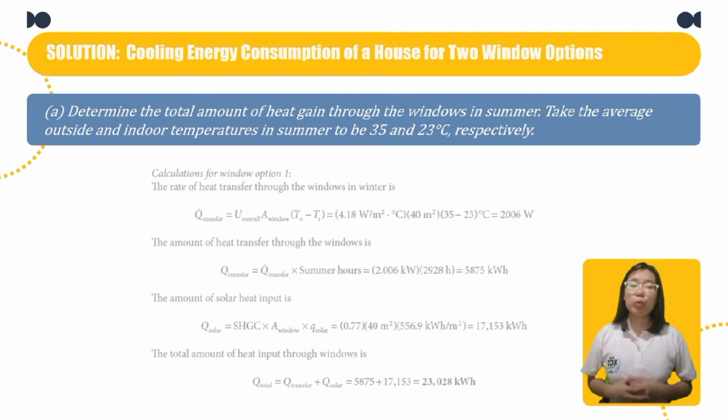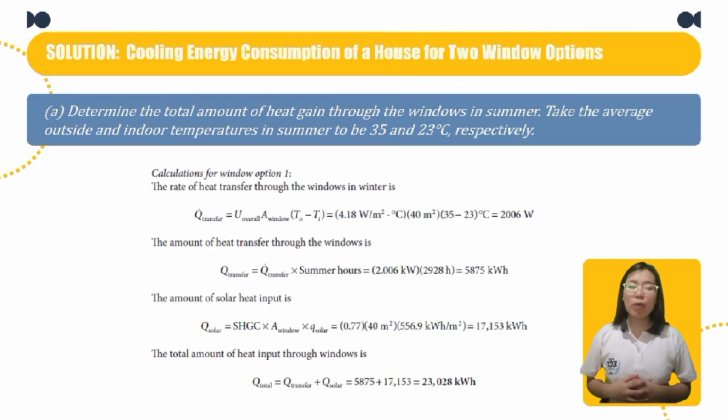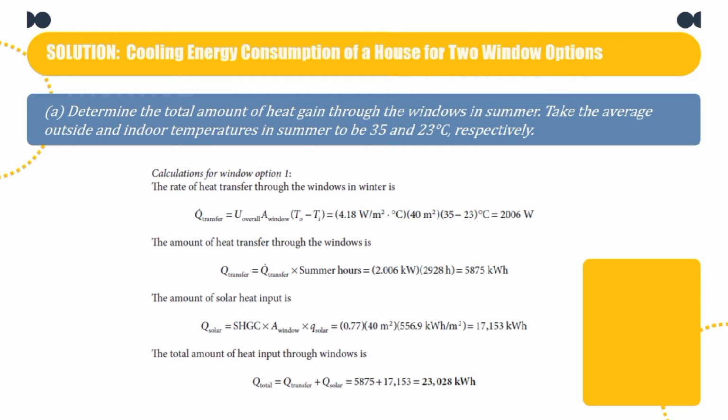Now, to calculate for window option 1, we only need to add the amount of heat transfer through the window and the solar heat input. Formulas are already provided on how to solve for these two. You just have to do direct substitution. Feel free to solve it using our calculator. The answer should be 23,028 kilowatt-hour.